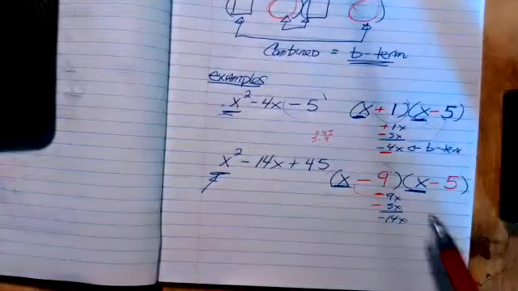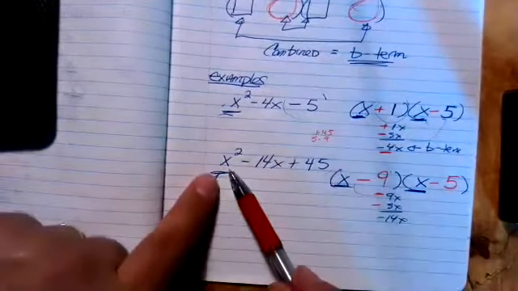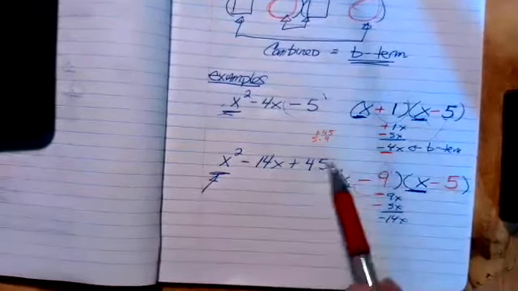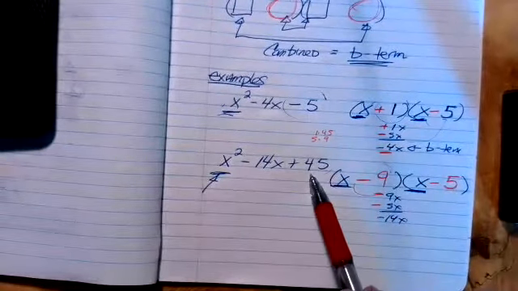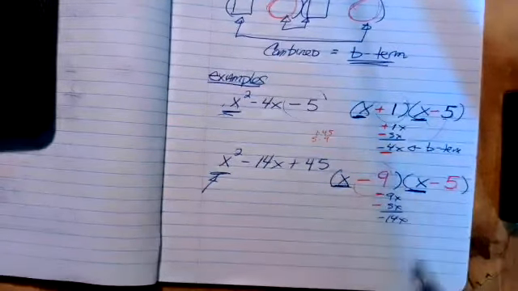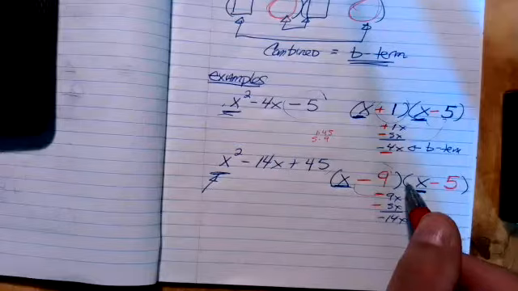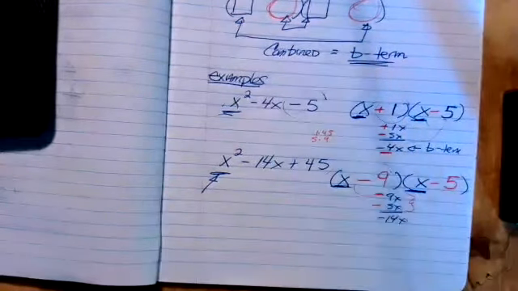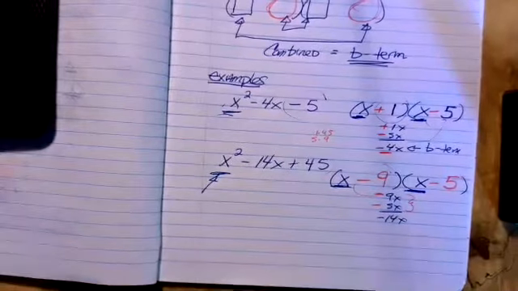And if we look at it, x times x gives me x squared. -9 times a -5 gives me the +45 that I wanted. And my inners and outers give me -14: -9x and a -5x combined together to a -14x.